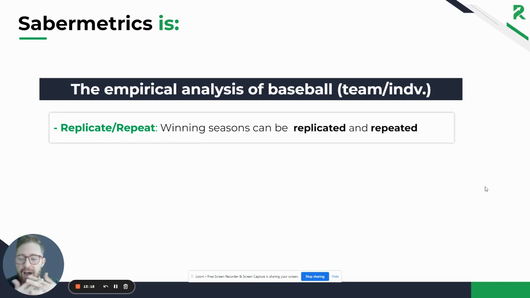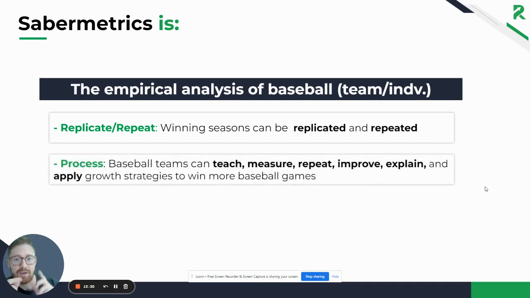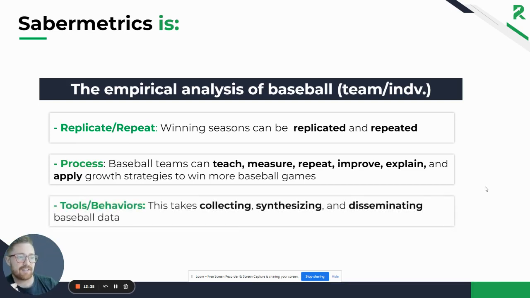And so the hypothesis is if we study and we apply statistical analysis and data analysis, we collect, we synthesize, and we disseminate, we can replicate and repeat winning seasons, that we can apply a process where we can teach, measure, repeat, improve, explain, and apply growth strategies to win more baseball games. And last is that we can collect, synthesize, and disseminate baseball data through tools and behaviors. Sabermetrics was created, and it's very famous for the Oakland A's, where they had a data analyst that came and they used data to make a hodgepodge of teammates based on stats, and they outperformed.